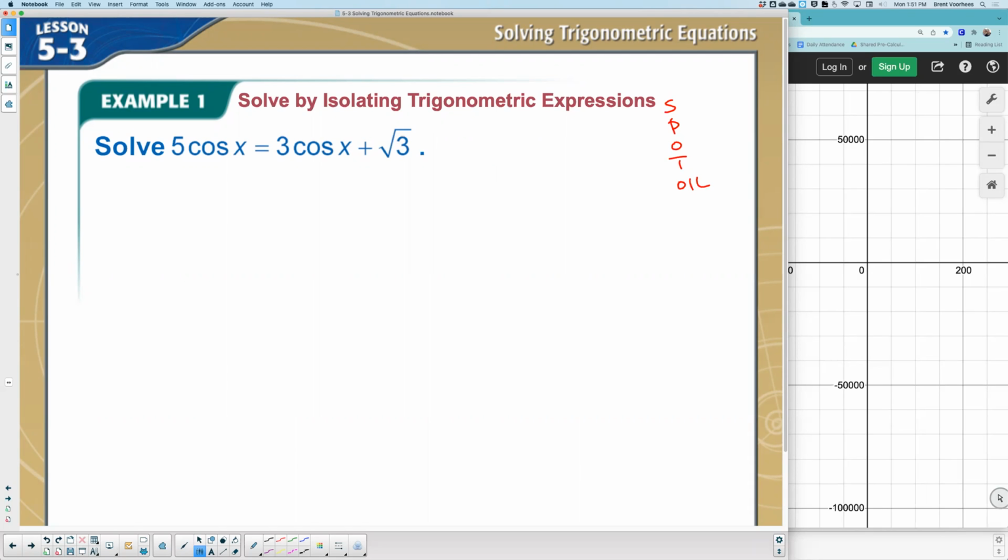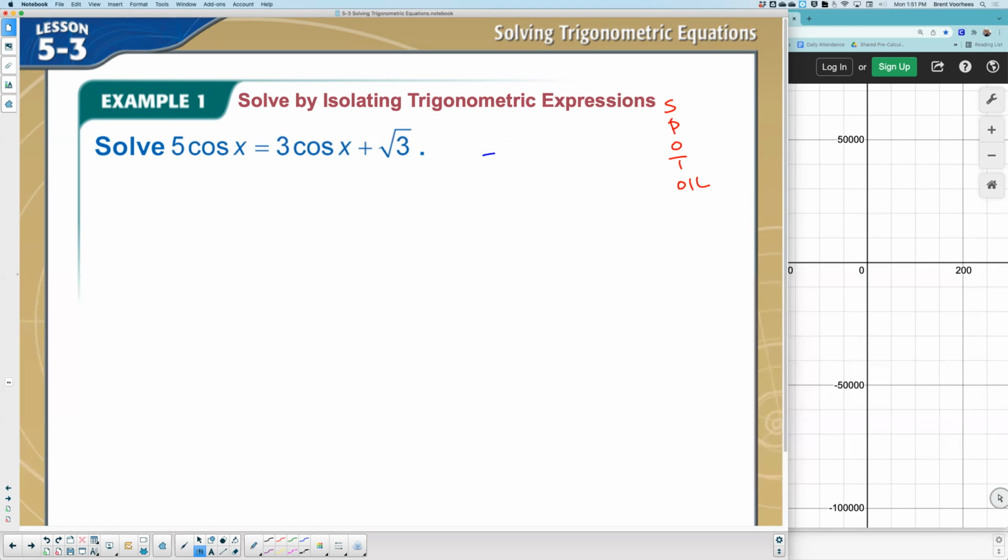What's going to happen today is the algebra you've learned in Algebra 1 and Algebra 2 is going to meet trigonometry. Really how it's going to work is you're going to have a bunch of algebra steps followed by one trigonometric step. That's kind of the order. So let me explain here. Instead of trying to think through right off the top how I would solve 5 cosine x equals 3 cosine x plus square root 3, I want you to think about this.